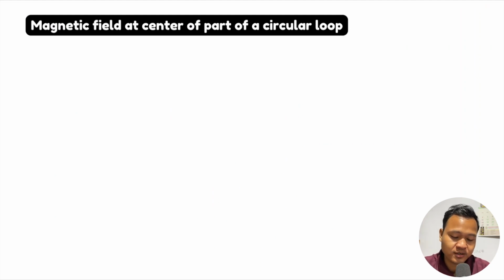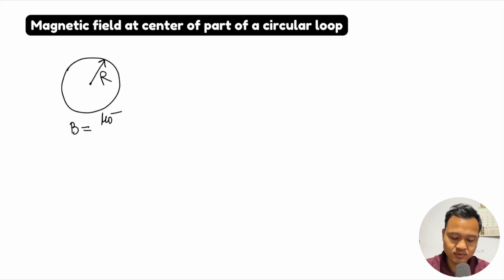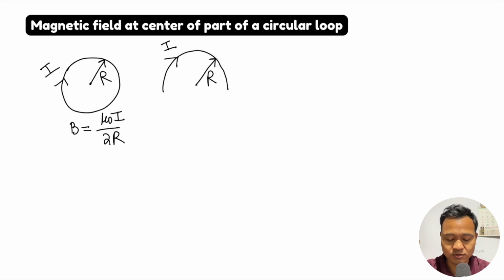Next part. Here is a circular loop. So we know that for a loop, if the radius is r, the magnetic field at the center is mu naught into I by 2r, where current is I. If I cut the whole loop into half, I have a semicircular loop, so the magnetic field at O will be mu naught into I by 2r into half, so you will have by 4r.